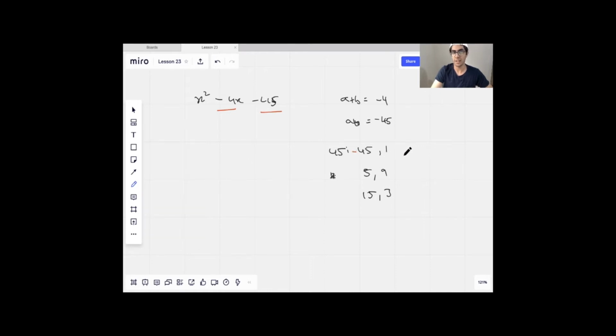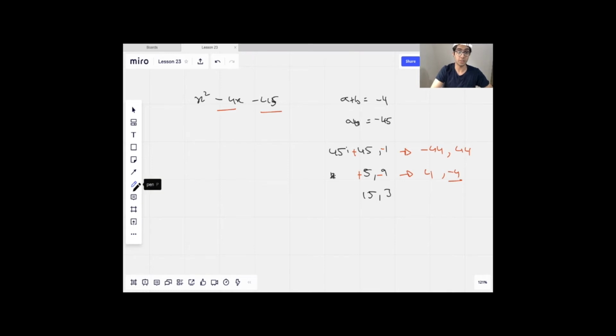If we add them together, we get, what is that? Minus 44. And if we swap it the other way around, if this is positive 45 and 1 is negative, we'll get positive 44. So that doesn't work out. If we do 5 and 9, say it's minus 5, then we get 4. But if we go positive 5 and negative 9, then we get minus 4. And that's what we need.